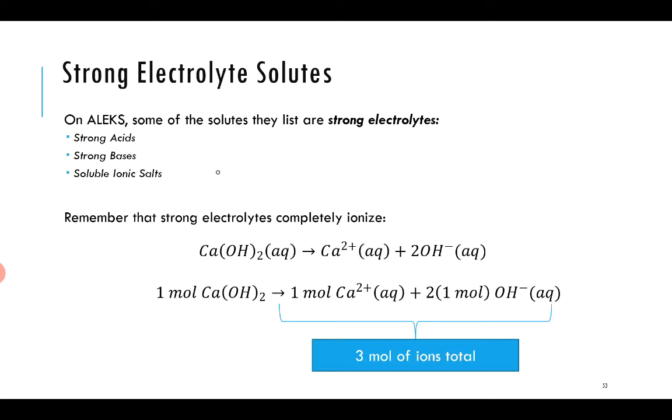Now, this is a note for our class since we are using Alex for homework. We're going to be focusing on problems where we don't have to worry about the number of ions. For your exams and when we're doing practice problems in lecture, we will only encounter non-electrolyte solutes. But on Alex, you will encounter some strong electrolyte solutes, but that only changes things slightly. When you're calculating your molality, you have to remember that strong electrolytes completely ionize in solution. So the definition of strong electrolytes is completely ionized.